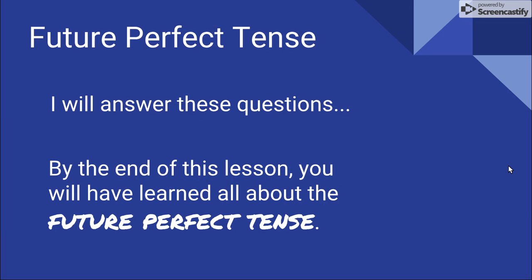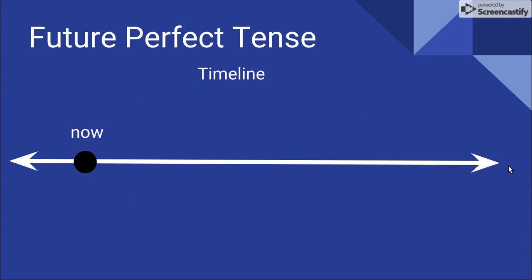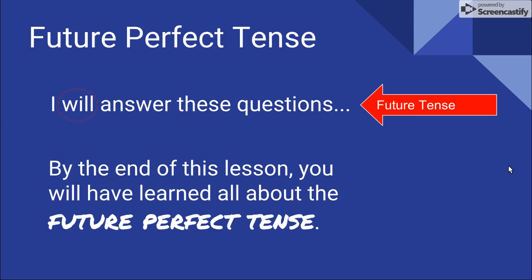When I said that I will answer these questions, I was using future tense. I use future tense when I want to talk about something that hasn't happened yet. Look at this timeline. This first point represents time right now, at the exact moment that you're listening to this, right now. I haven't answered those two questions yet, but I know that I will, so I use future tense to show that it will happen. I use the helping verb will with the present tense of the verb answer.